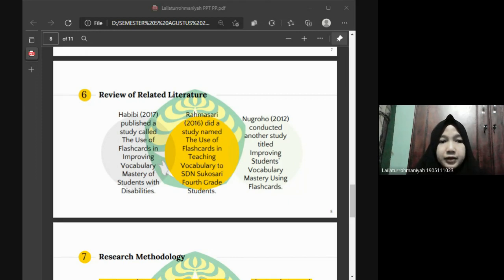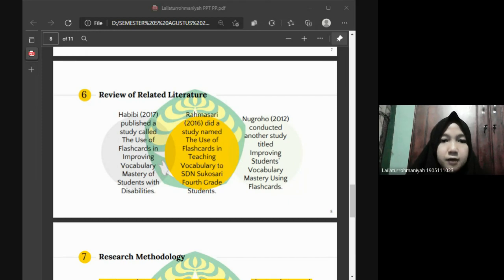And then the last one, Nugroho 2012, conducted another study titled Improving Student Vocabulary Mastery Using Flashcard. In the academic year 2011 and 12, the research subject was SD Negeri 2 Watu Agung Batu Rejo. We continue. It was a participatory action research project.